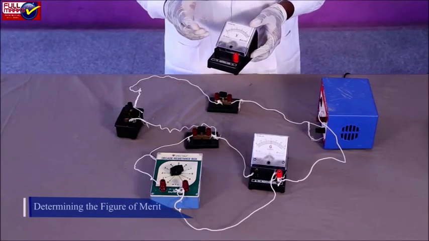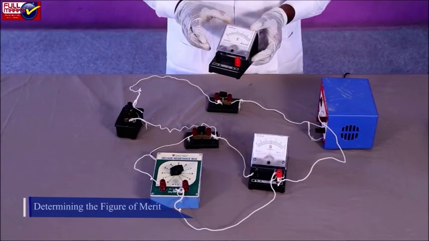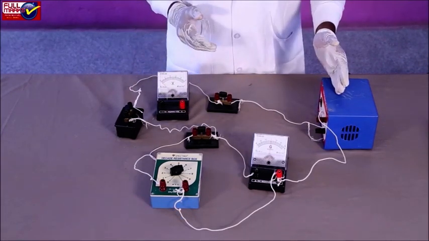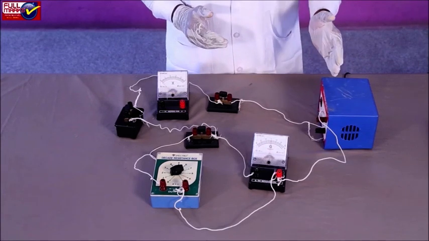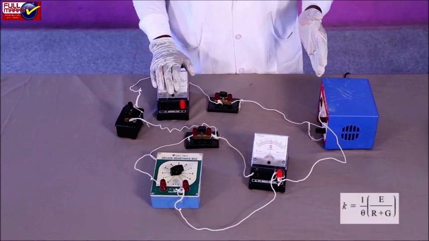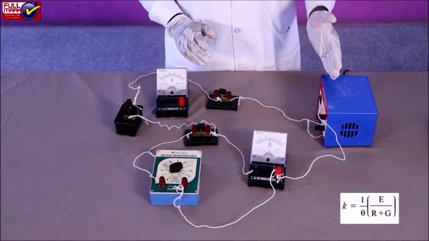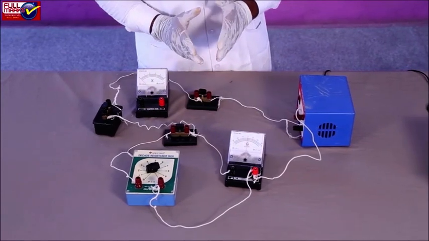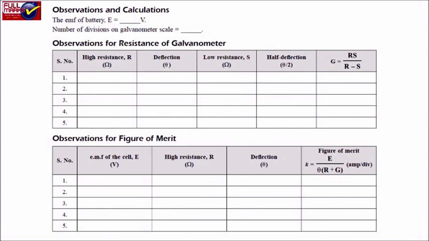Determining the figure of merit. Using a high resistance voltmeter, measure the value of EMF E of the cell. For each set of observations, calculate the figure of merit by using the following formula. K is equal to 1 by theta into E by R plus G. Note down the observations in a table. Observations and calculations.